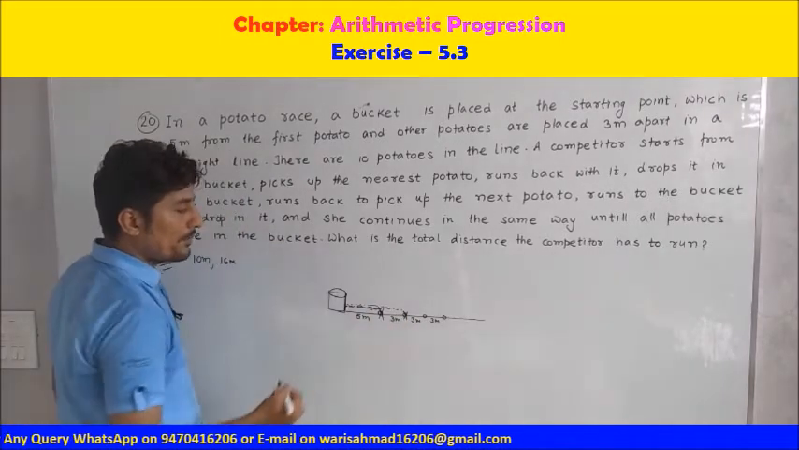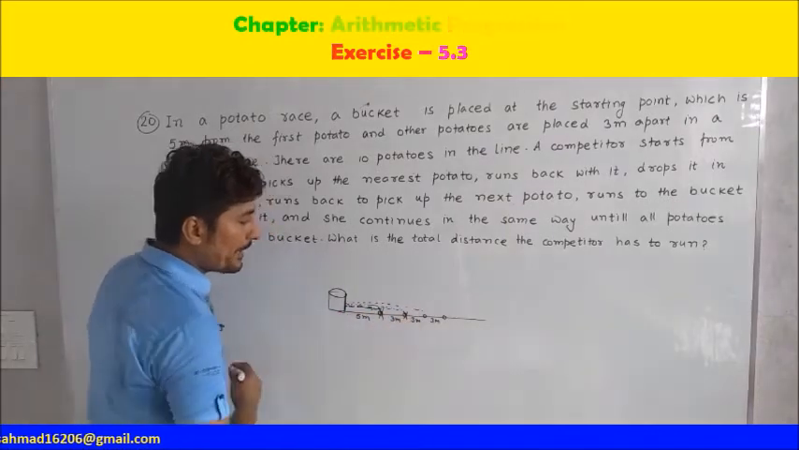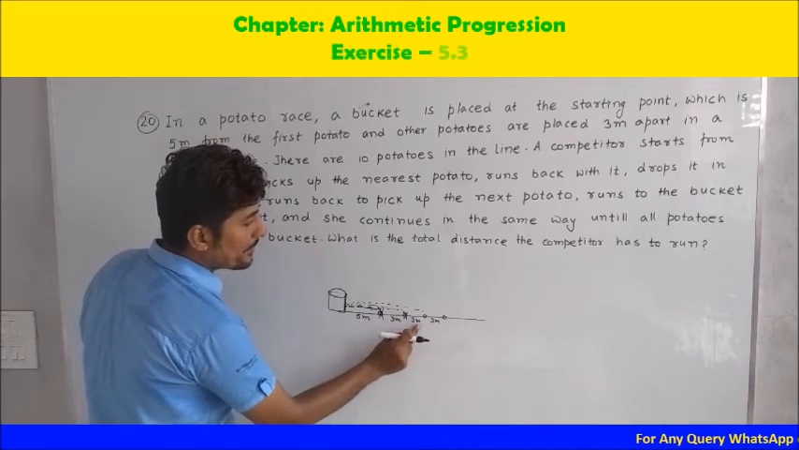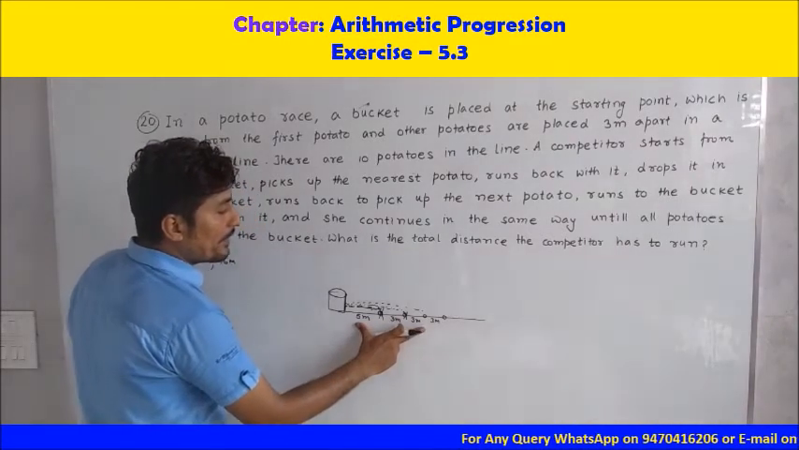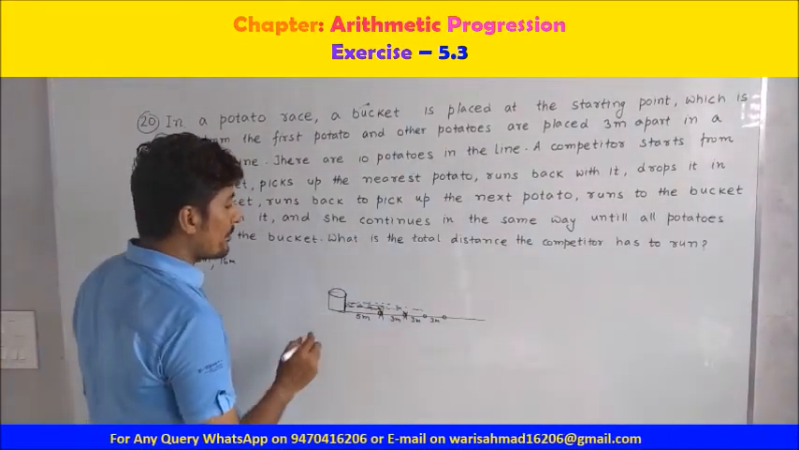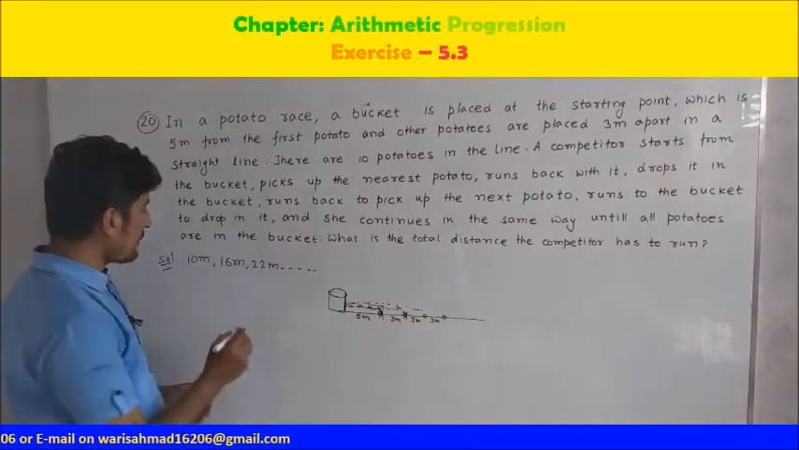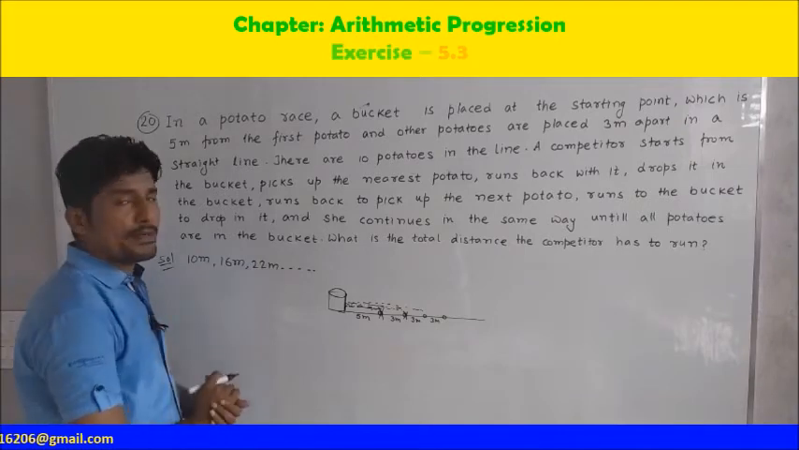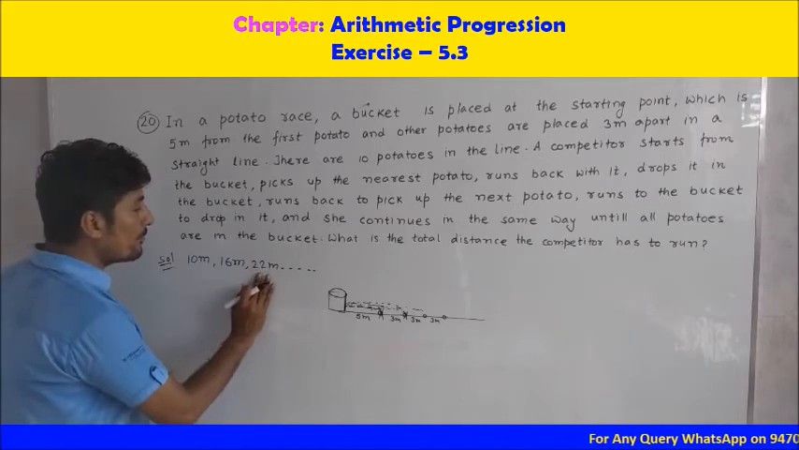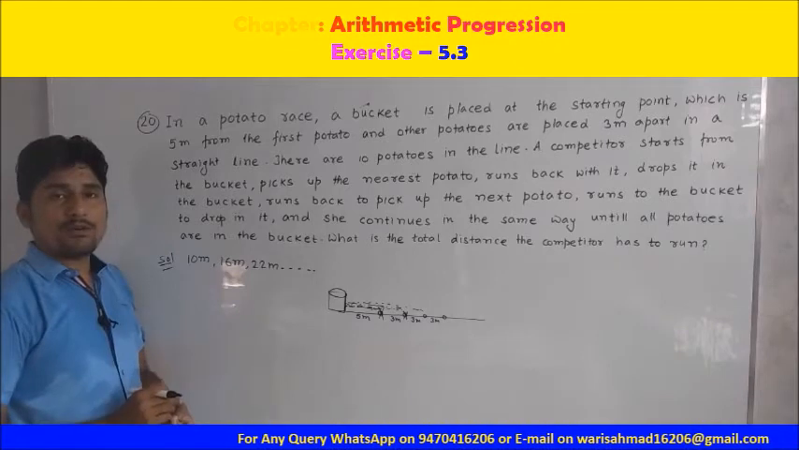Now this potato is also removed. Now again she will start from this point and pick up the third potato. The total distance from here to here will be 5 meters plus 3 meters plus 3 meters, equal to 11 meters. Now she will come back and drop it into the bucket. 11 plus 11 will be equal to 22 meters. And so on. We can observe that all these numbers are in AP because 16 meters minus 10 meters equals 6 meters, and 22 meters minus 16 meters equals 6 meters. So the value of D is a constant here.